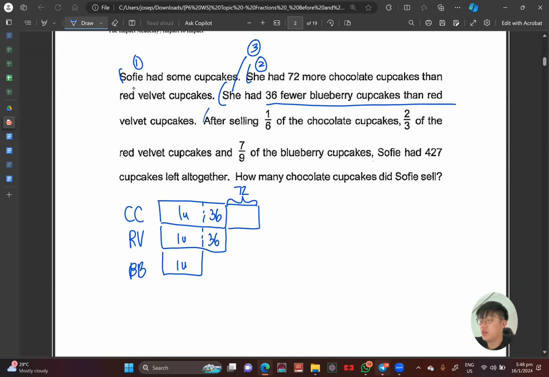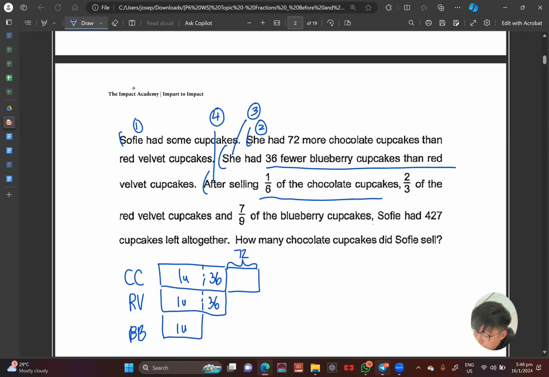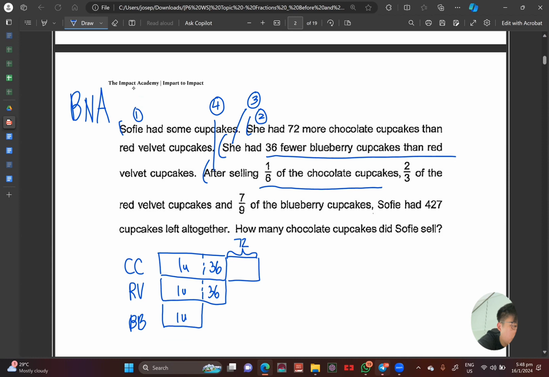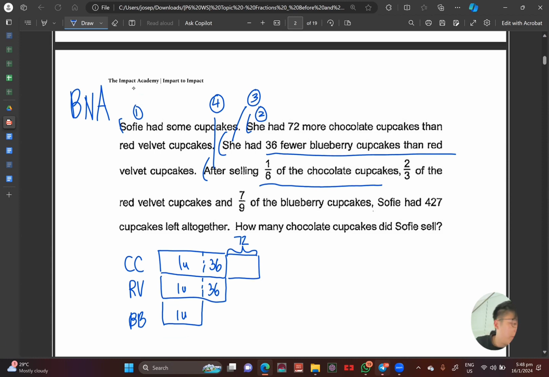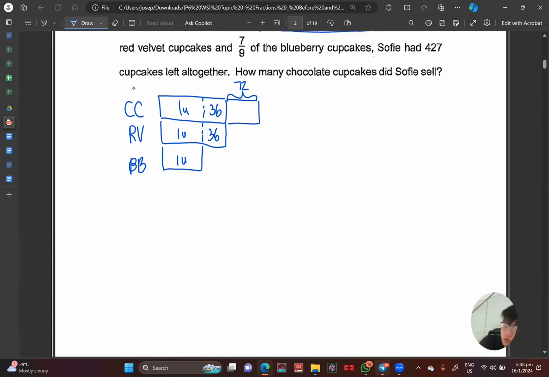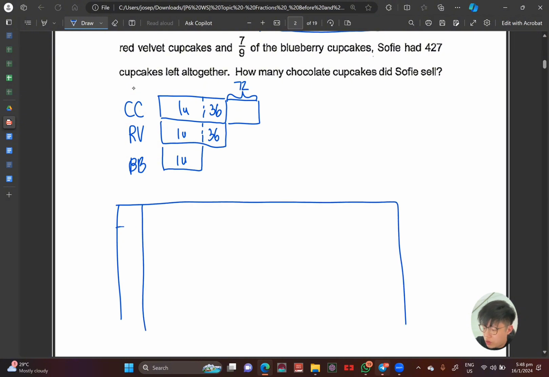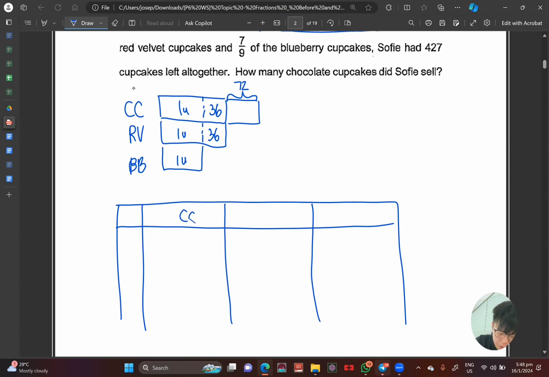Okay, now when I read sentence number 4, I realize that they say after selling 1/6 of the chocolate cupcakes. So from here itself, right, I know that this is a B and A question. Okay, this is a B and A question. Now, if this is a B and A question, what we want to do is, of course, make sure we draw a table. All right, then we plug in whatever we know. Of course, we have chocolate cupcakes, we have red velvet, and we have blueberry.